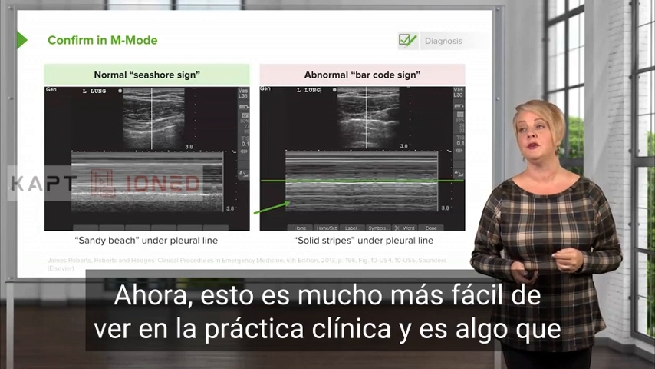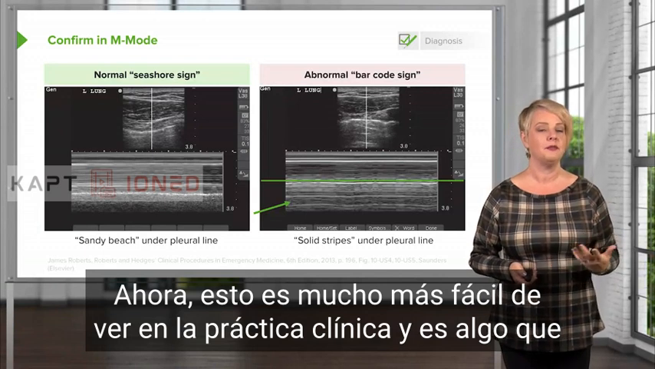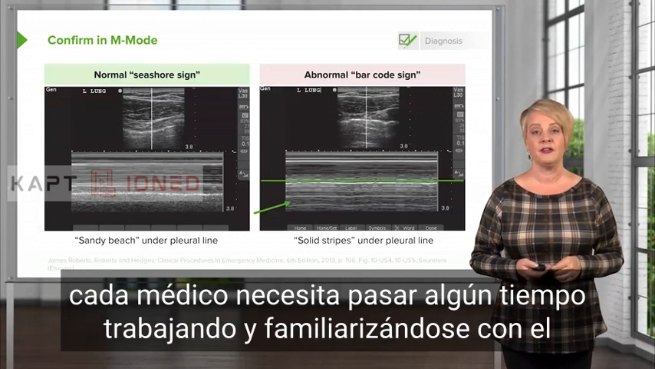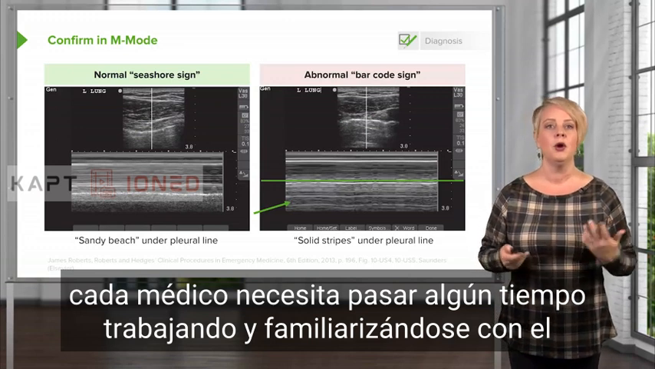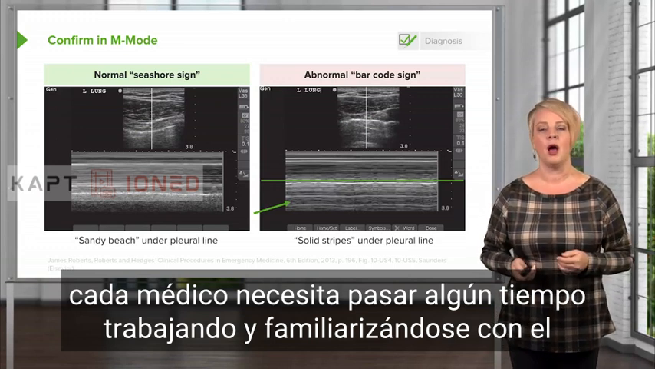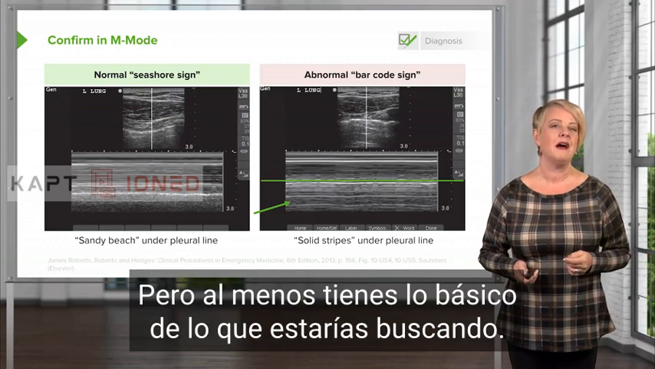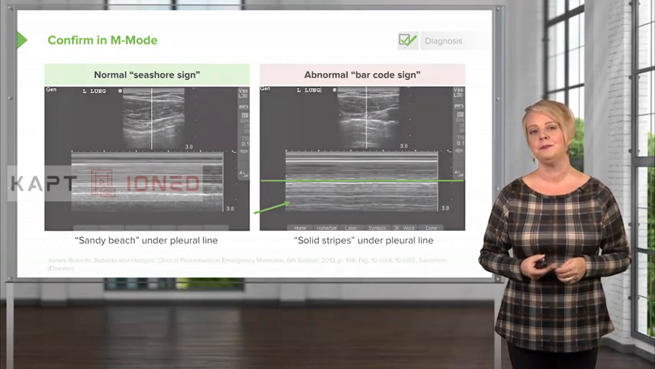Now, this is a lot easier to see in clinical practice, and it's something that every physician needs to spend some time working with and getting a feel for in the clinical setting, but at least you have the basics of what you'd be looking for.